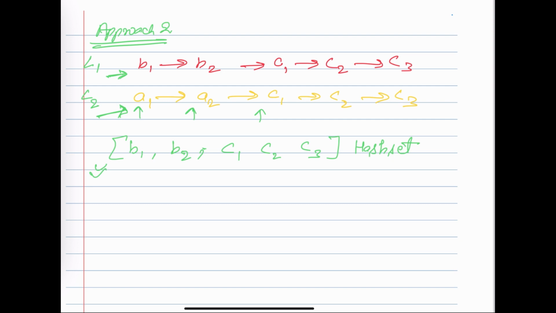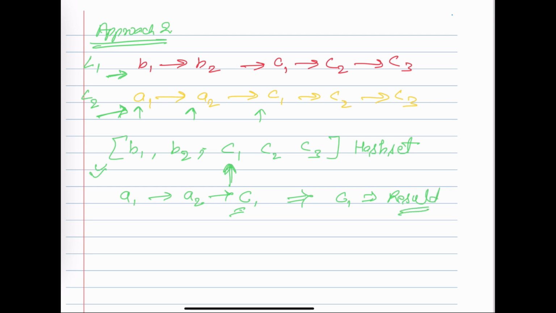So when I'm traversing A1, I will check whether A1 is present in the hash set or not. A1 is not present, right? So we'll just move to the next node of that linked list, which is A2. Again, we will check whether A2 is present or not. A2 is not present, so then we will move to C1, and we can see that C1 is present here, right? So in this case, we will return C1 as our result.